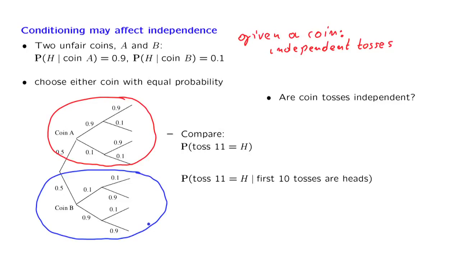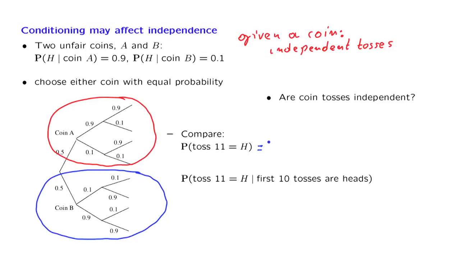That's what independence is about. Independence is about certain conditional probabilities being the same as the unconditional probabilities. So this comparison here is essentially the question of whether the 11th coin toss is dependent or independent from what happened in the first 10 coin tosses. Let us calculate these probabilities. For this one, we use the total probability theorem.